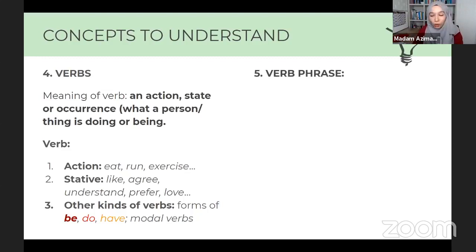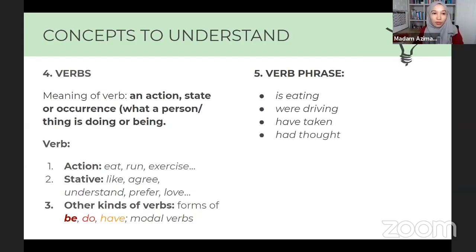Verb phrase. So earlier on, I said there's a noun and then there's a noun phrase. So what do you think about a verb phrase? It would be a collection, a group of verbs in there. So we have is eating. So is a verb, eating is a verb too, right? So together it becomes a verb phrase. Were driving. Have taken. I have taken food. I have eaten food. Had thought. Both are verbs, so it's a verb phrase under that.